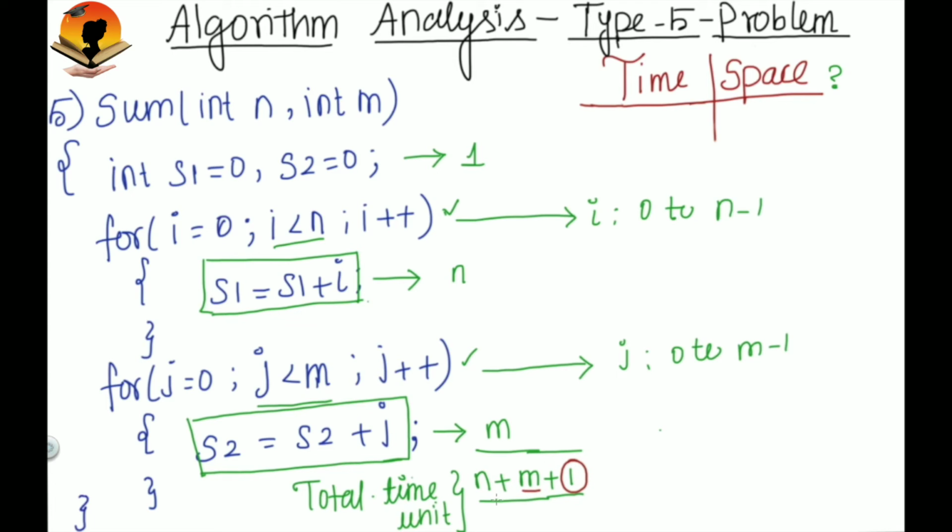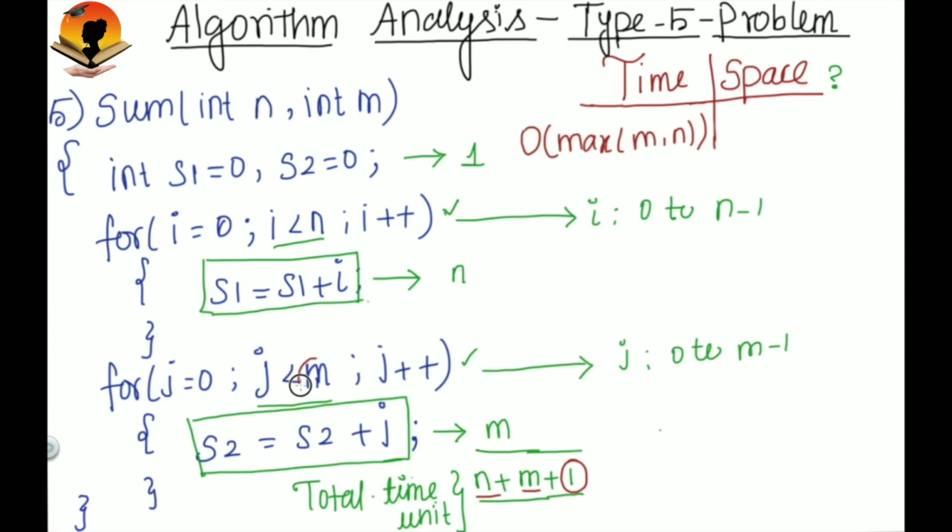Now, between this m and n, we don't know which one is higher, right? Therefore, we can write the time complexity as order of max of m comma n. In this way, you can write the time complexity when you are not able to decide which term is higher.